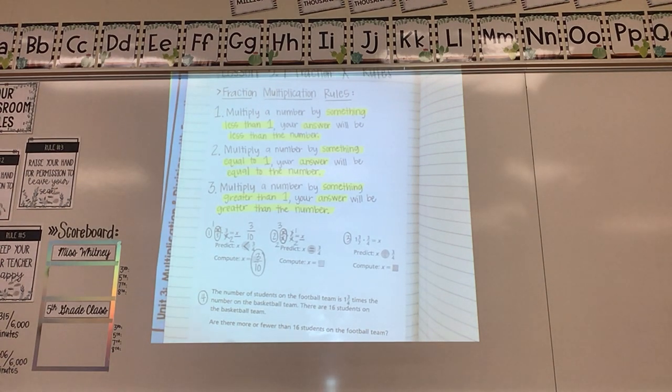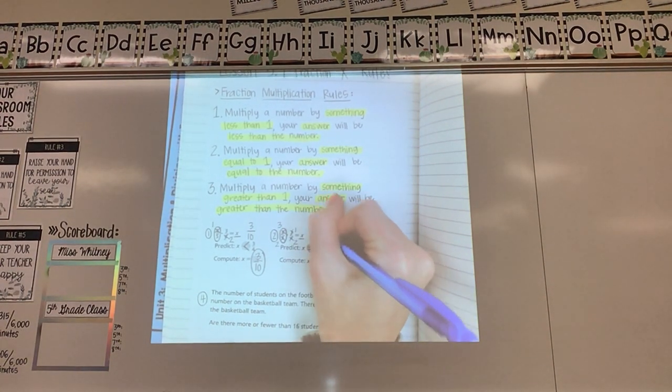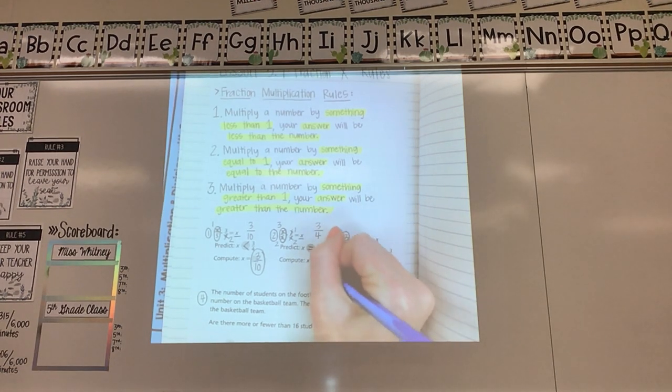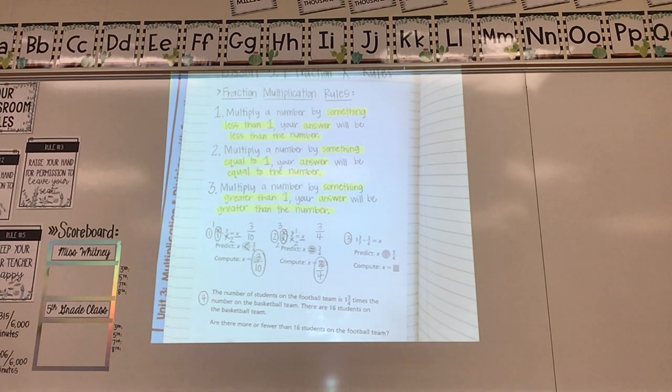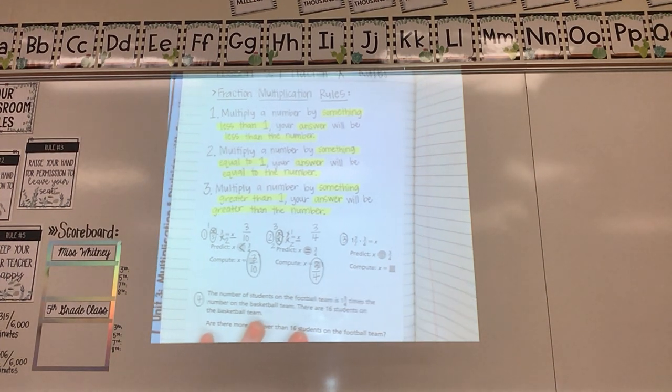2 will go into 6 3 times. Multiply straight across, 3 times 1 is 3, 2 times 2 is 4. So 3/4 is our answer. I like to copy it down there and circle it. All right, let's try one more.